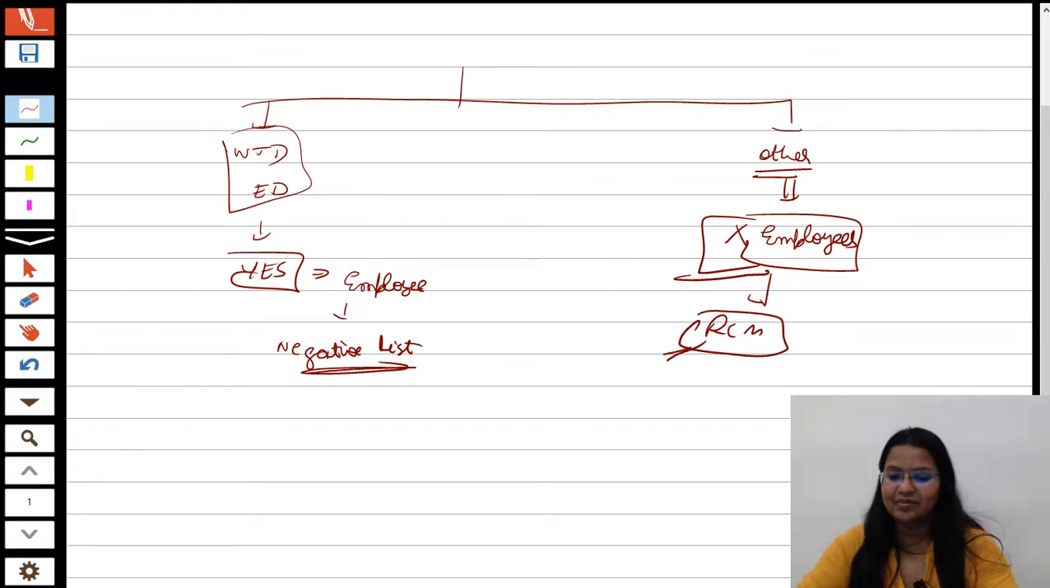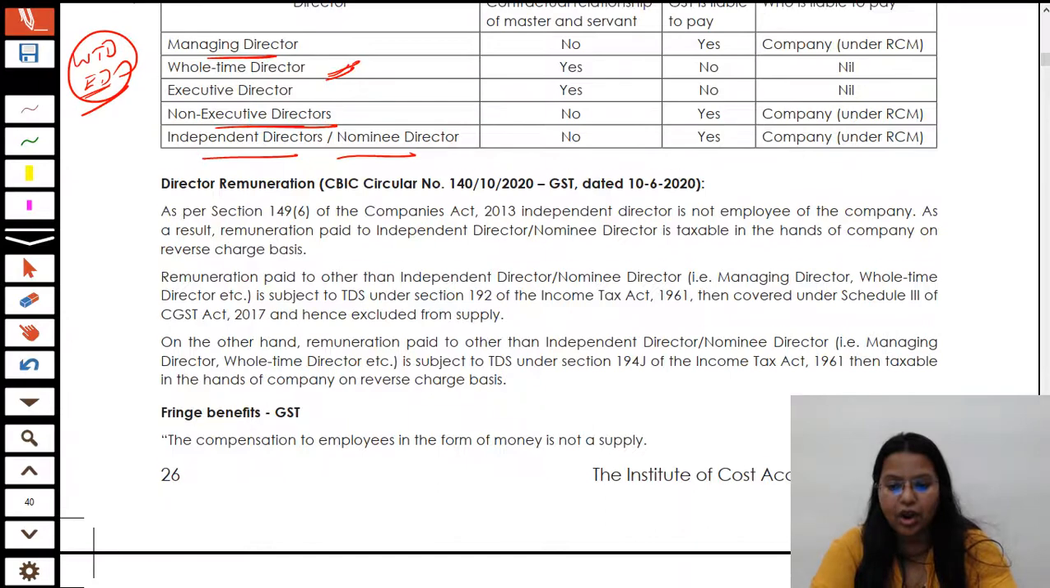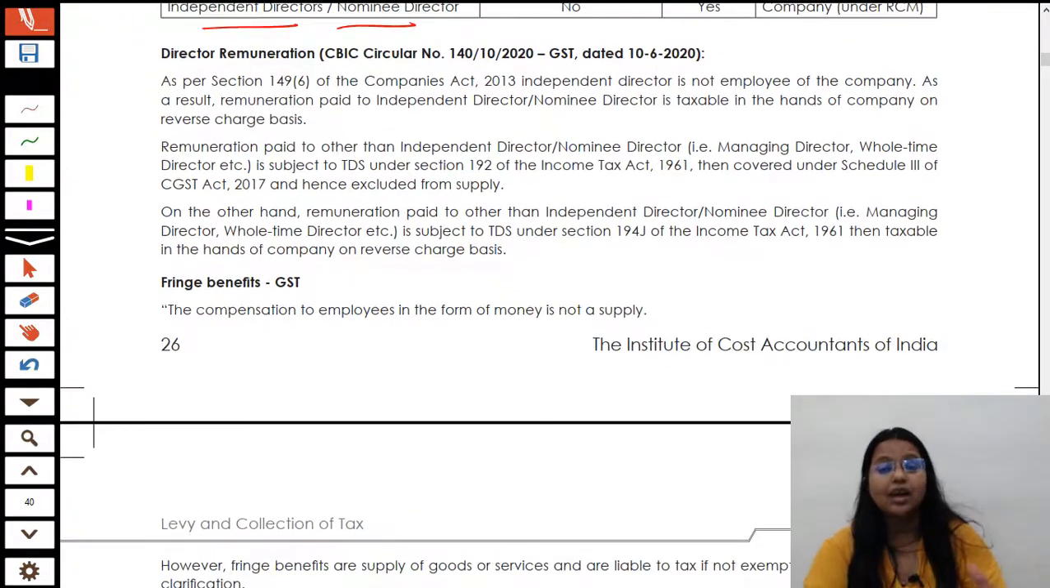Okay, yes. Now the next point is, we have done with the point of director remuneration. Now the next thing, how can we find with the income tax whether this director is an employee or not?